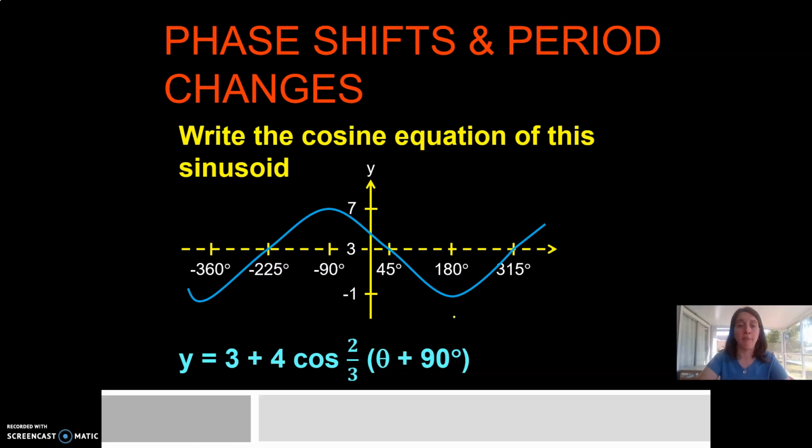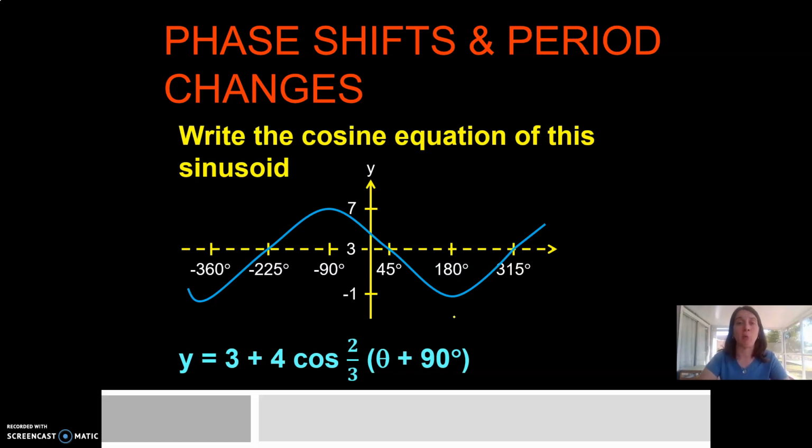We're doing cosine, so I put cosine down next. The period was the exact same thing as the last question. I find 2 points anywhere that are closest to each other where I see the same thing happening. Those were at negative 225, positive 315, or at 180 and negative 360. The distance between those numbers was 540 degrees. So I did 360 over 540, and that gave me the fraction 2 over 3.